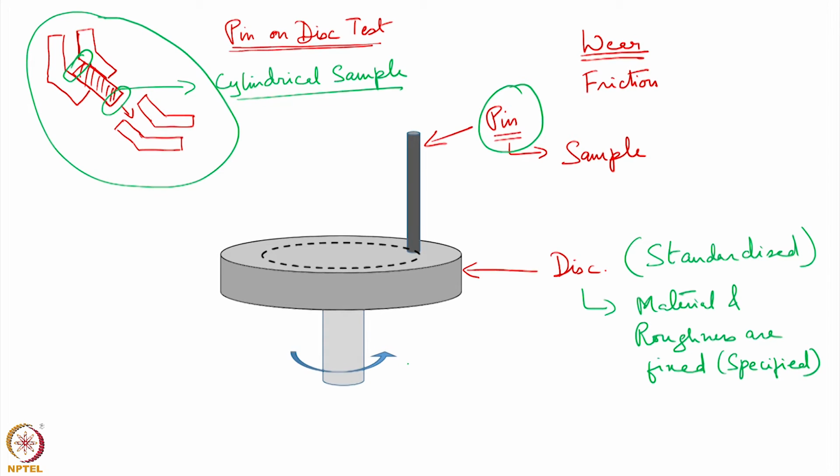The RPM. This disc is going to rotate, it is going to spin. That is what I am showing you here. It is going to spin about this axis, the vertical axis, and therefore we can control the RPM. Now, once you control the RPM, this pin comes in contact with the disc at a particular distance from the center.